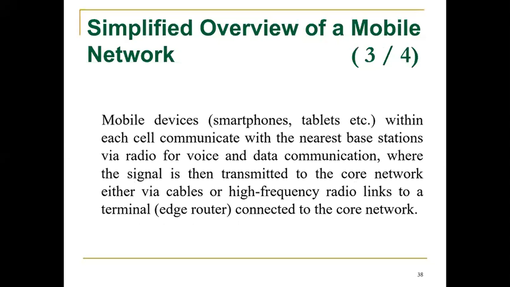So let's see. In each coverage area, we have mobile devices, for example, smartphones. And these smartphones are connected with the base station, as you already know, through radio signals, where this signal is transferred to the core part by high frequency to the edge router. Remember, we cannot use high frequency for communication in the neighborhood. High frequency is generally used for long haul communication, meaning to carry bulk data from one switching station to another switching station.